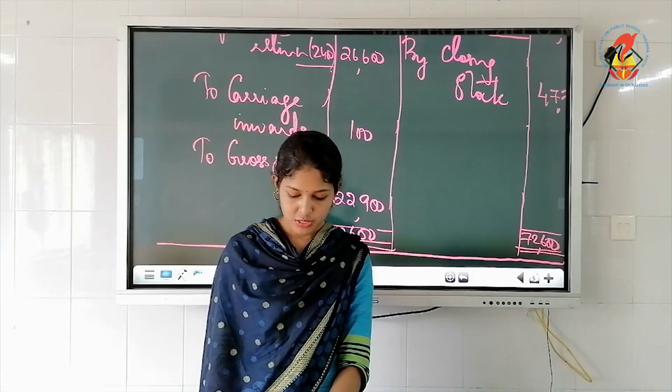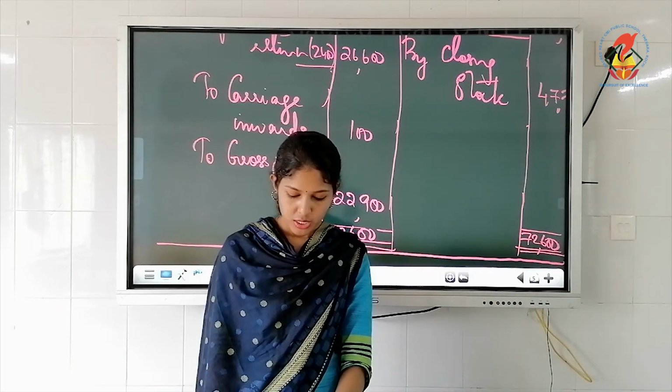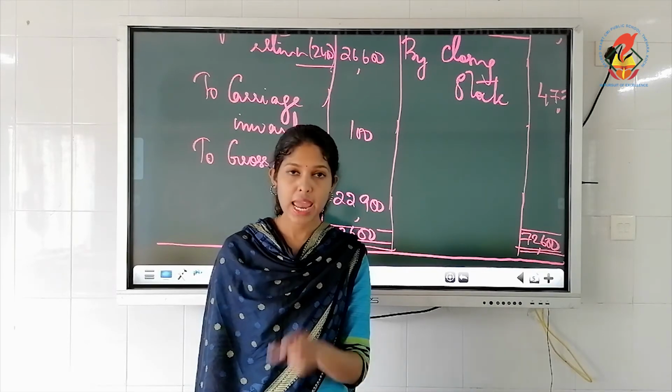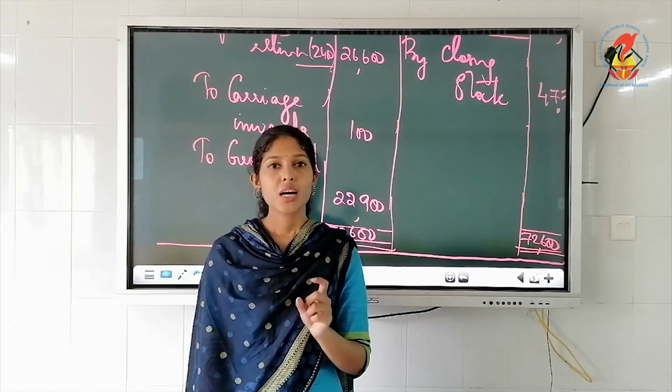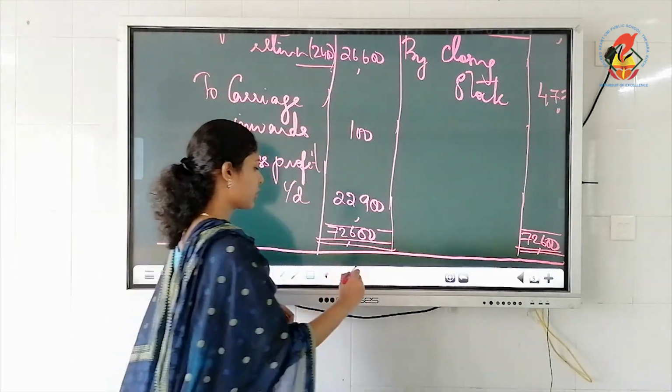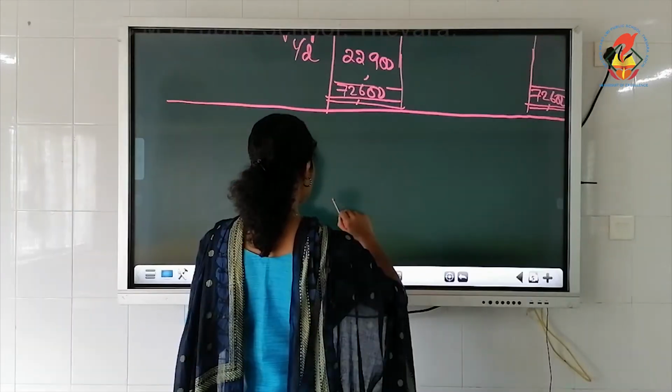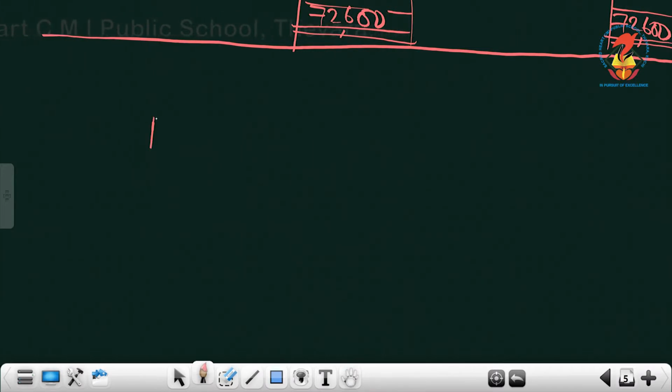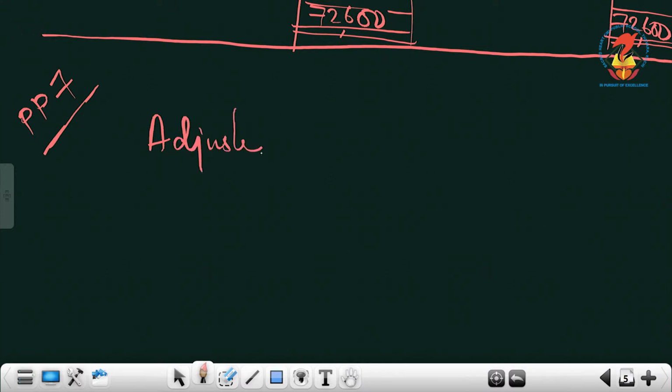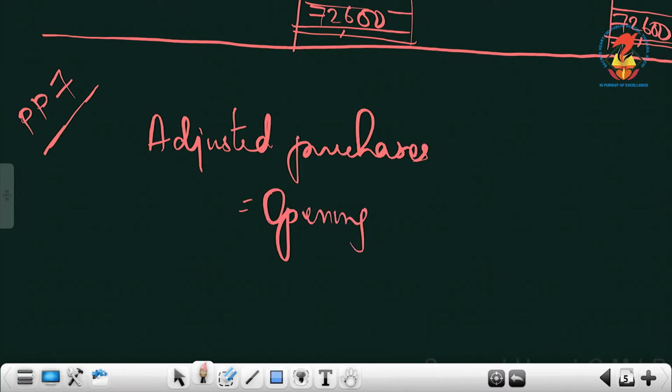From the following, prepare trading account. The items given there, the first one is adjusted purchases, which is a new item for you. There is a formula which you have to learn for adjusted purchases. So you write this. This is practical problem number, sorry, not 9, this is 7. Adjusted purchases. That means purchases are getting adjusted with what? You have to write this formula there.